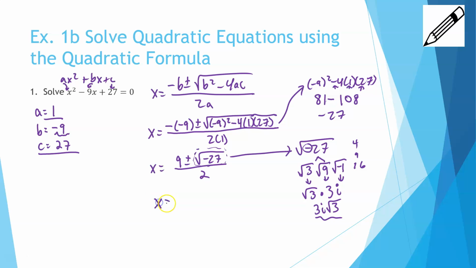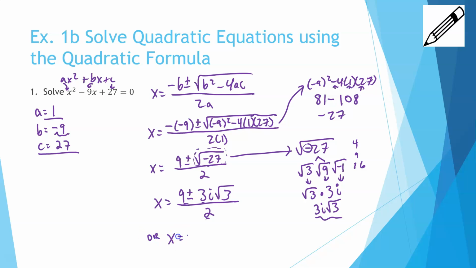So I'm going to go back here. x is equal to 9 plus or minus, I simplified square root of -27 to 3i root 3, all over 2. Again, before you're done, you do want to look at these three numbers, 9, 3, and 2, to see if they're all divisible by the same thing. They are not, though, because 9 and 3 are odd and 2 is even, so I can't break those apart. So I could actually just leave this as my answer.